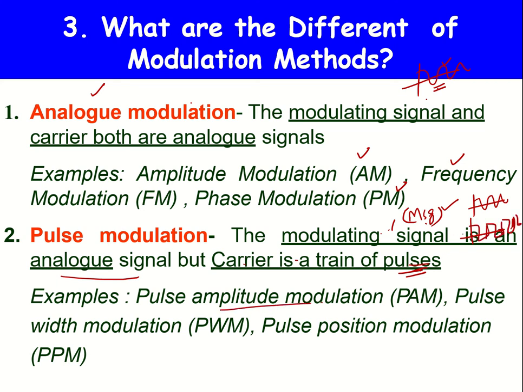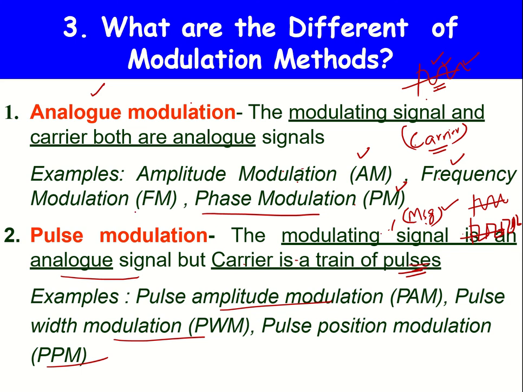So we'll have pulse amplitude modulation, pulse width modulation, pulse position modulation. What does this mean? Basically amplitude modulation is where the amplitude of the carrier changes with respect to your message signal. That is the amplitude modulation. If the frequency of the carrier is changing with respect to the message, that will be frequency modulation. If the phase of the carrier is changing, that will be phase modulation.